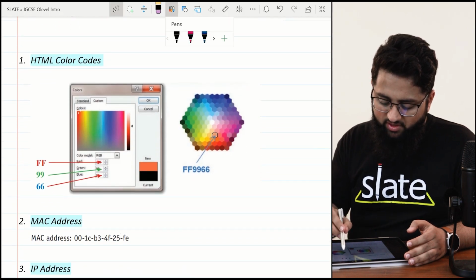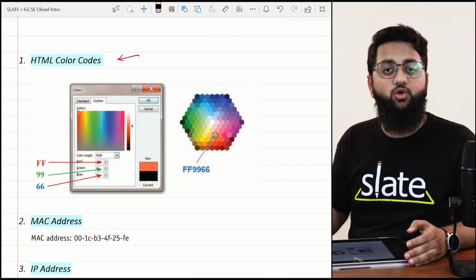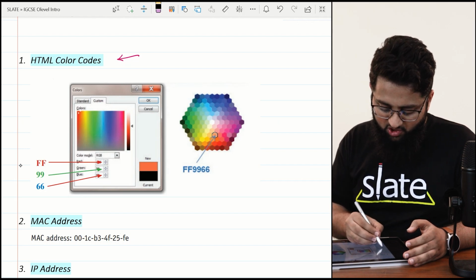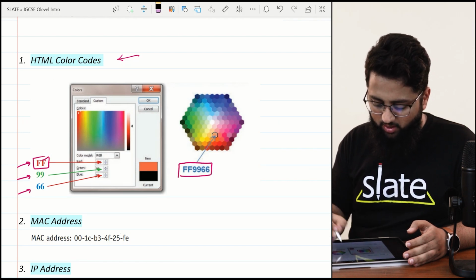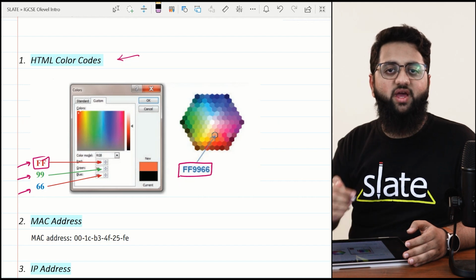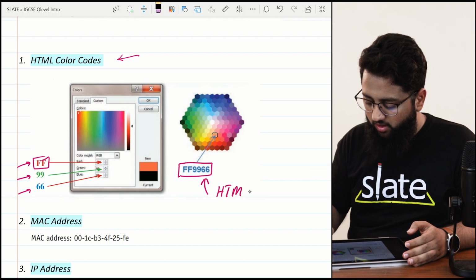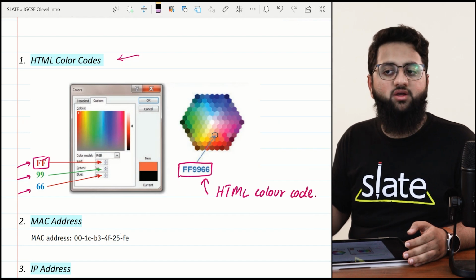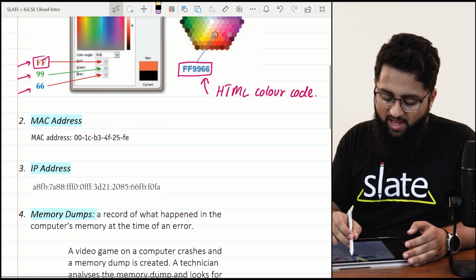Number one, HTML color codes. The hexadecimal number system is used to represent color codes in HTML. For example, if you are making a color, the different combinations of red, green, and blue represented in hexadecimals make up that color. If you want a very precise color, you should know its HTML color code, to get precise colors on your websites. You even have this option in the paint tool of Microsoft Windows and other software.